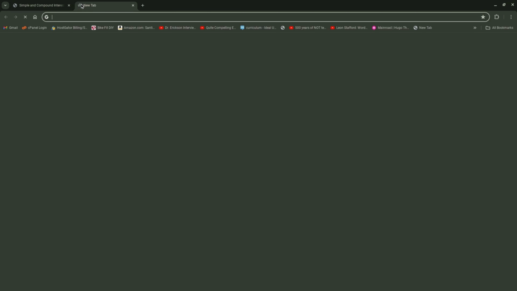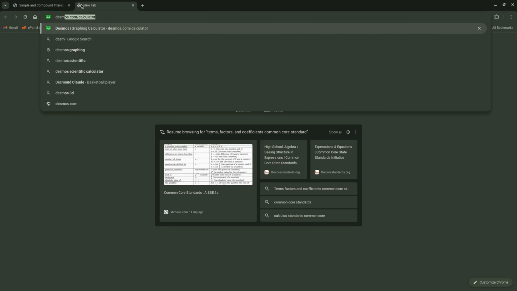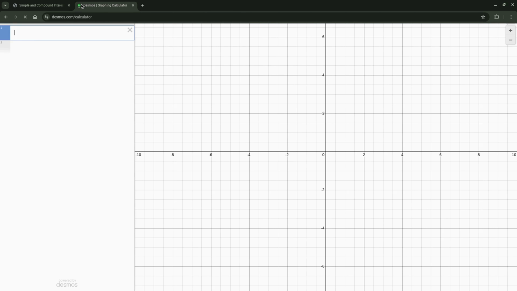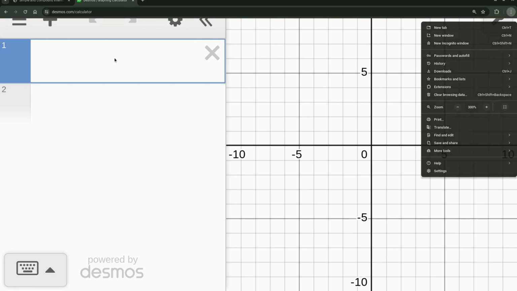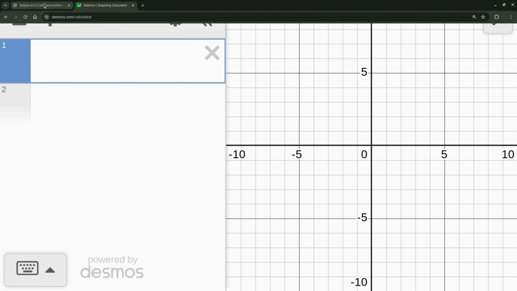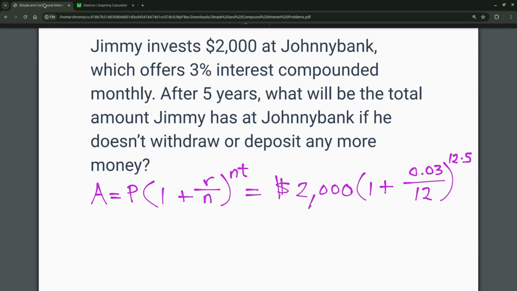Okay, so I'm going to open up a tab here and search for Desmos calculator. Desmos graphing calculator, we'll use that. Let me just zoom in here so you can see it nice and big. We're just going to use this cell right here. So let's see, what are our amounts? So we have 2,000, 0.03, and 12 and 5.